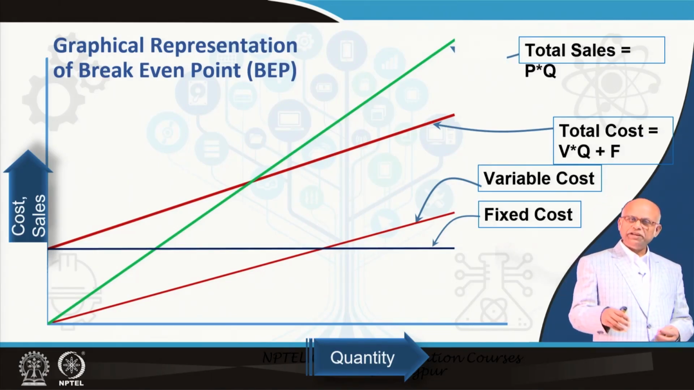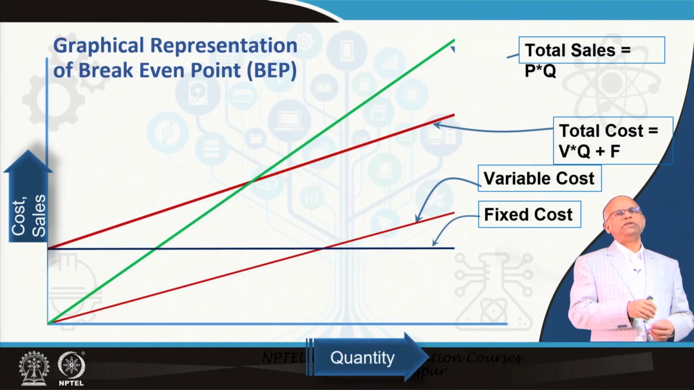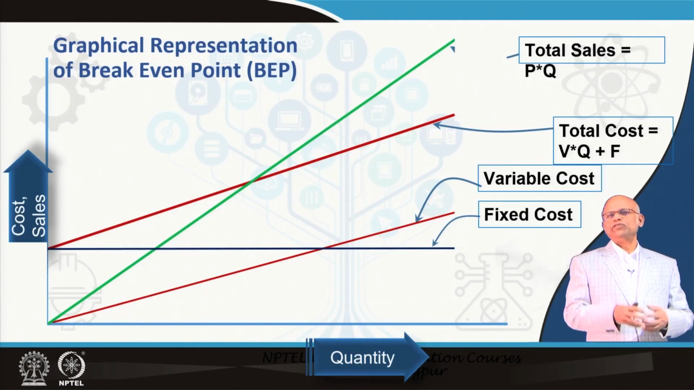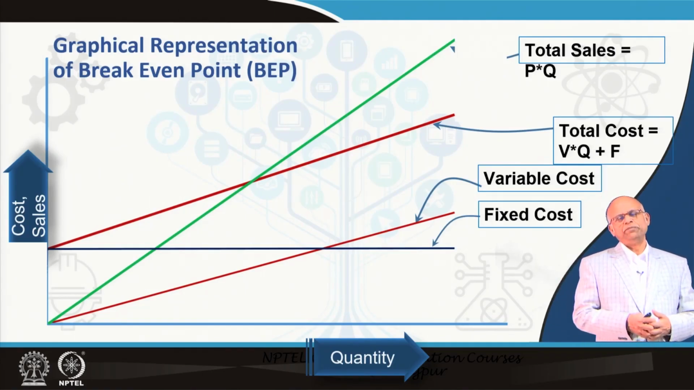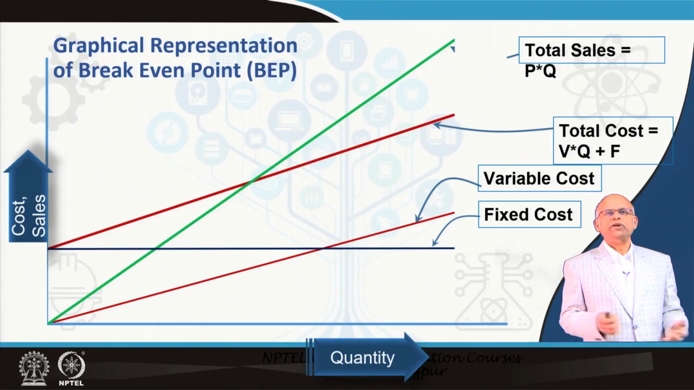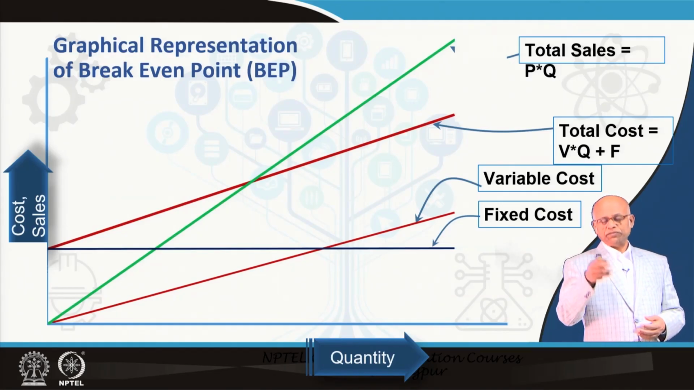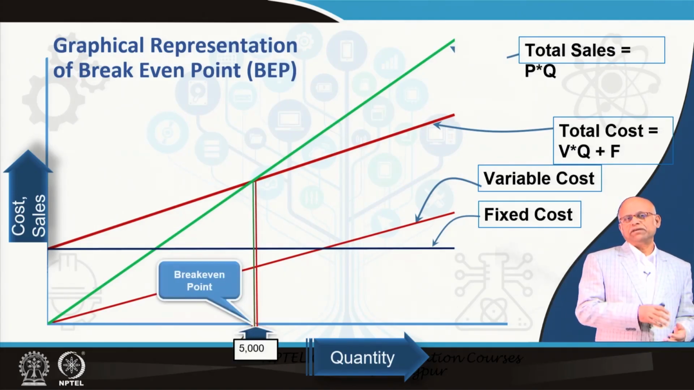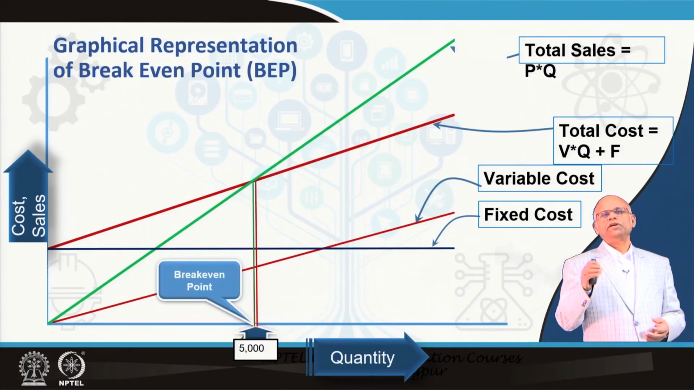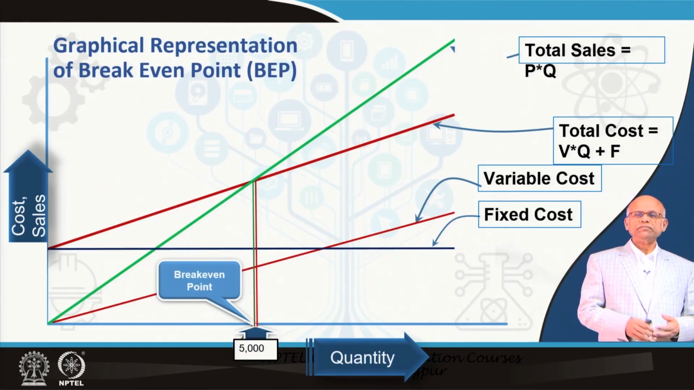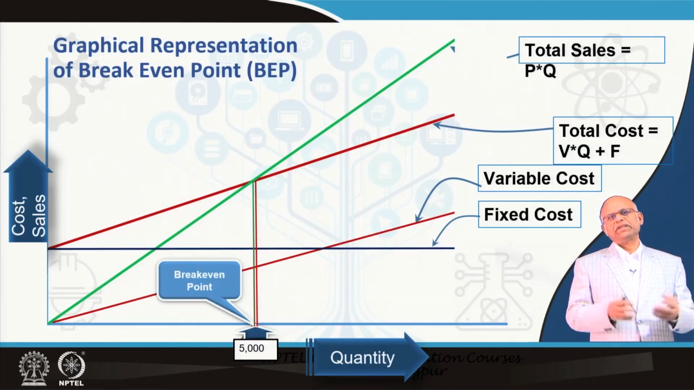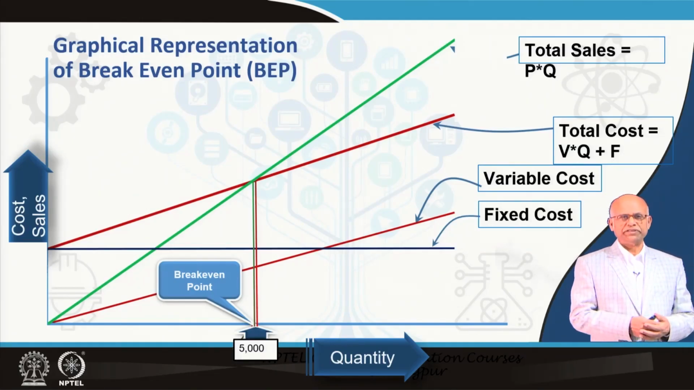So, obviously, unit variable cost has to be lower compared to unit selling price, otherwise you do not make any profit at any time. So, there is no question of preparing a break even point or break even analysis. So, the slope of the sales line is definitely higher compared to the slope of the variable cost line. Now, where the sales line intersects with the total cost line, it is known as the break even point.